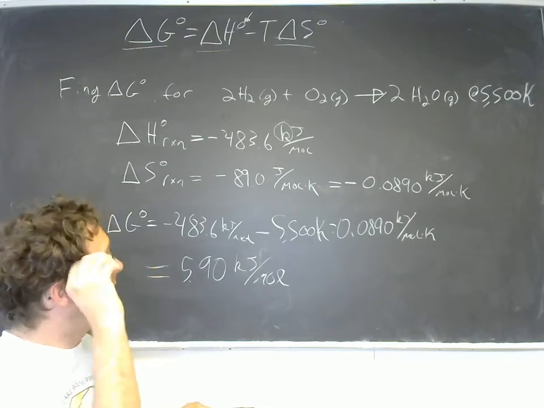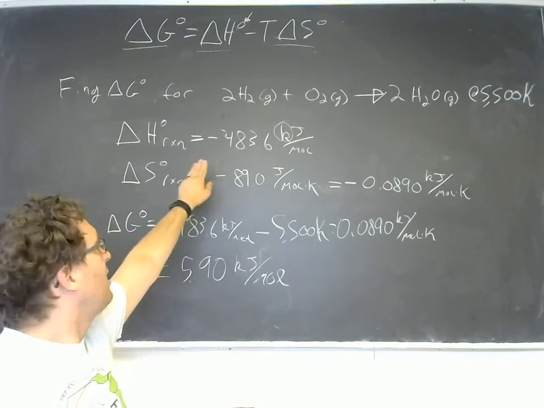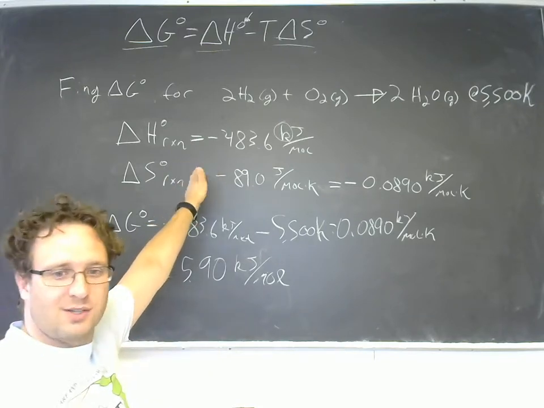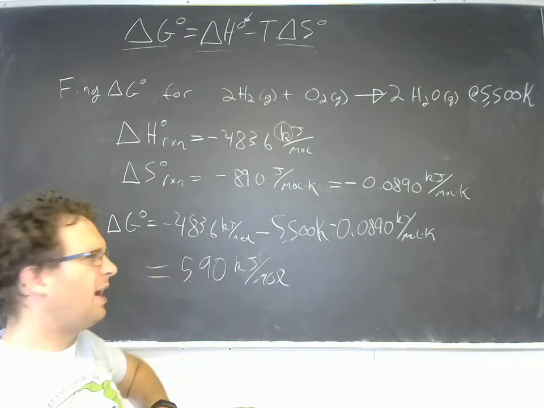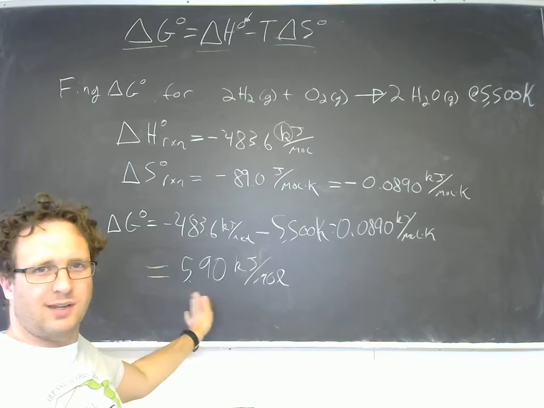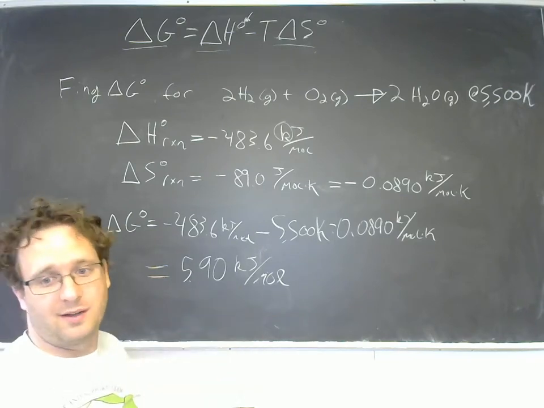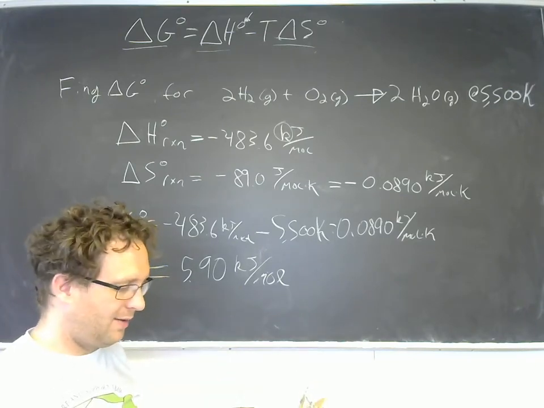And again, it has nothing to do with delta H. Combustion of hydrogen still releases heat no matter what temperature you're at. But are you able to extract energy from it? Apparently not at 5,500 Kelvin.